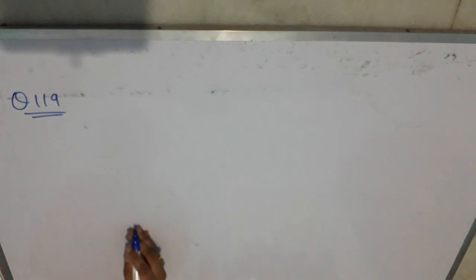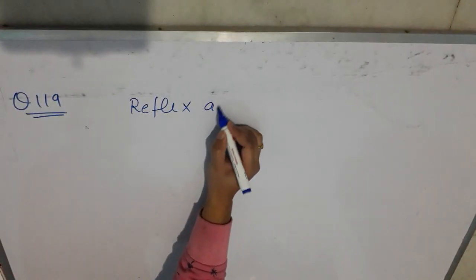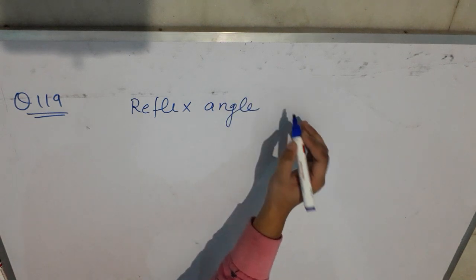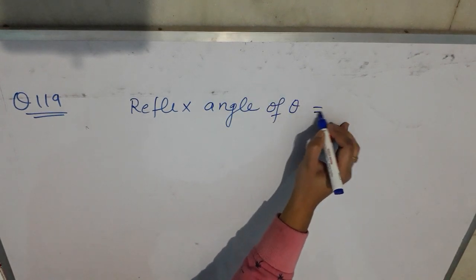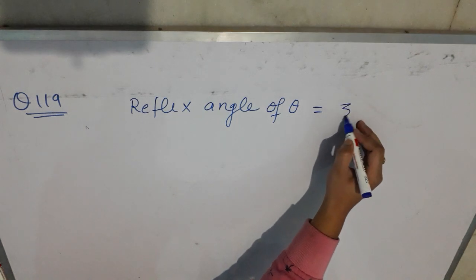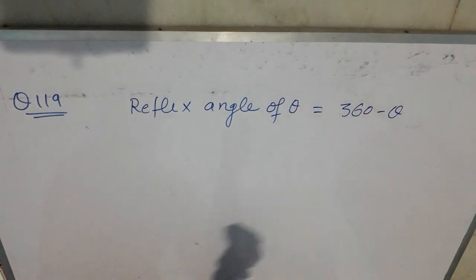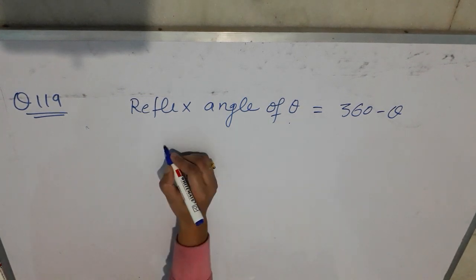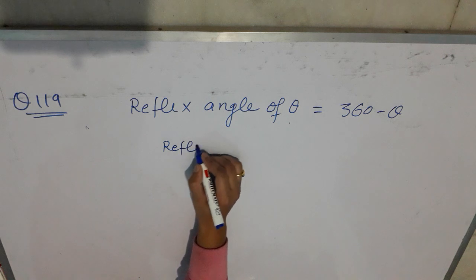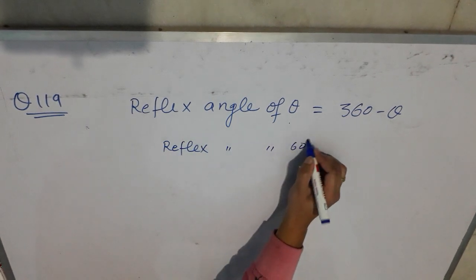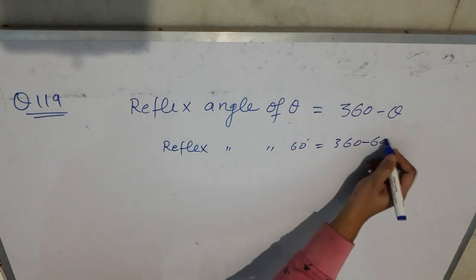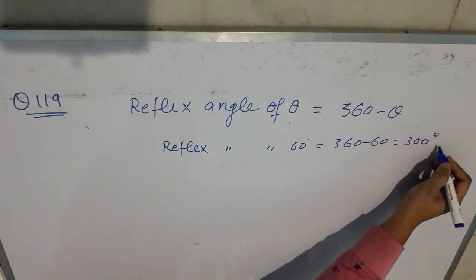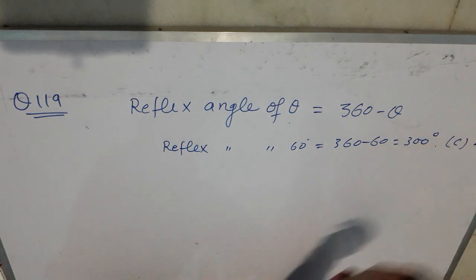The question number 119 says that to find a reflex angle of any angle, we have to subtract the given angle from 360 degrees. And it is asking to find the reflex angle of 60 degrees. So the reflex angle of 60 degrees is 360 minus 60, which is very simple, that is 300 degrees, and the option is C, correct.